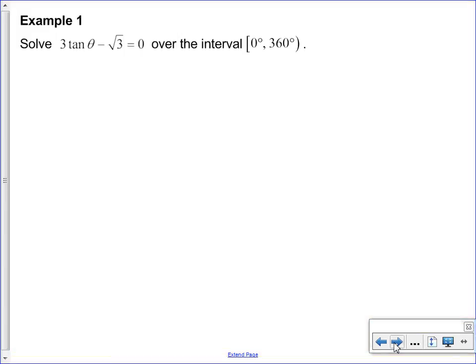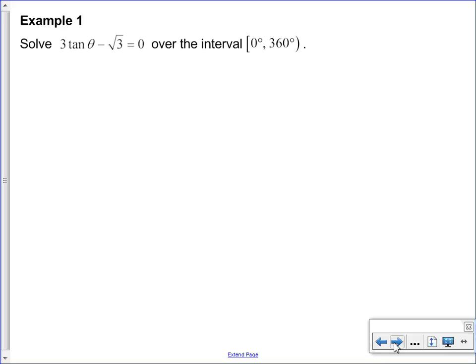Here we go. Let's start with a linear. A linear means you don't see any squares or cubes or nothing, right? Everything is in the first degree. So when you solve this, tan theta is your variable. It's like your x. You just get that by itself and then solve.